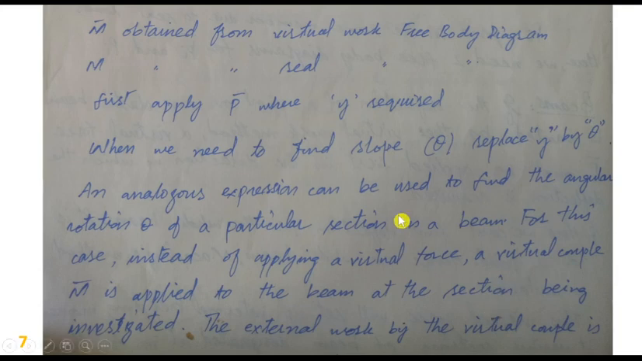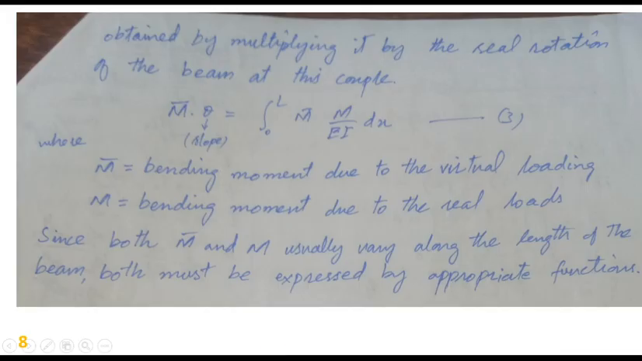An analogous expression can be used to find the angular rotation theta of a particular section in a beam. For this case, instead of applying a virtual force, a virtual couple is applied. So if theta is to be determined, instead of a force we apply m bar, the virtual couple, the virtual moment, at the section being investigated. The external work by the virtual couple is obtained by multiplying it by the real rotation of the beam at this couple. So m bar, which is virtual, into theta, which is real, equals the integral from 0 to L of m bar into m over EI into dx. That is equation 3.